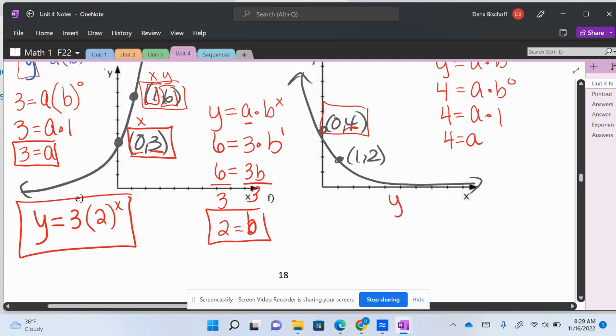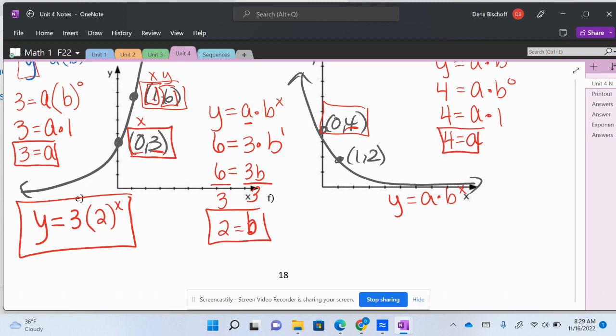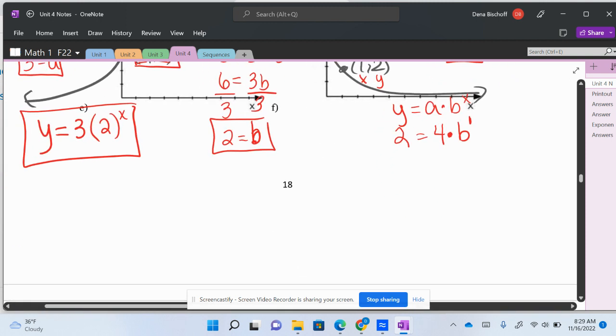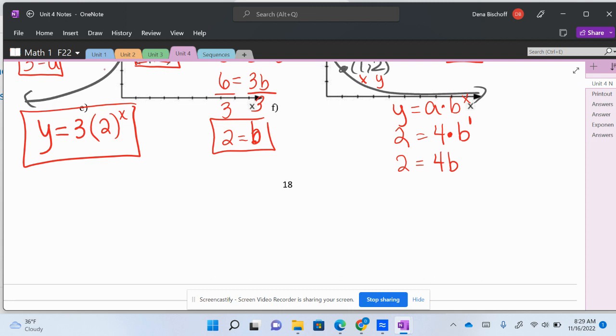So now let's take that same y equals a times b to the power of x, but I'm going to replace the a with the number 4, and I'm going to replace the x with a 1 and the y with a 2. So instead of y equals, I'm going to say 2 equals 4 times b to the power of 1. Well, what is b to the first power? It's just b. So 2 equals 4 times b. Divide both sides by 4. And I find out that 1/2 equals b, right? Because 2 over 4 reduces to 1/2. So what is the exponential function?